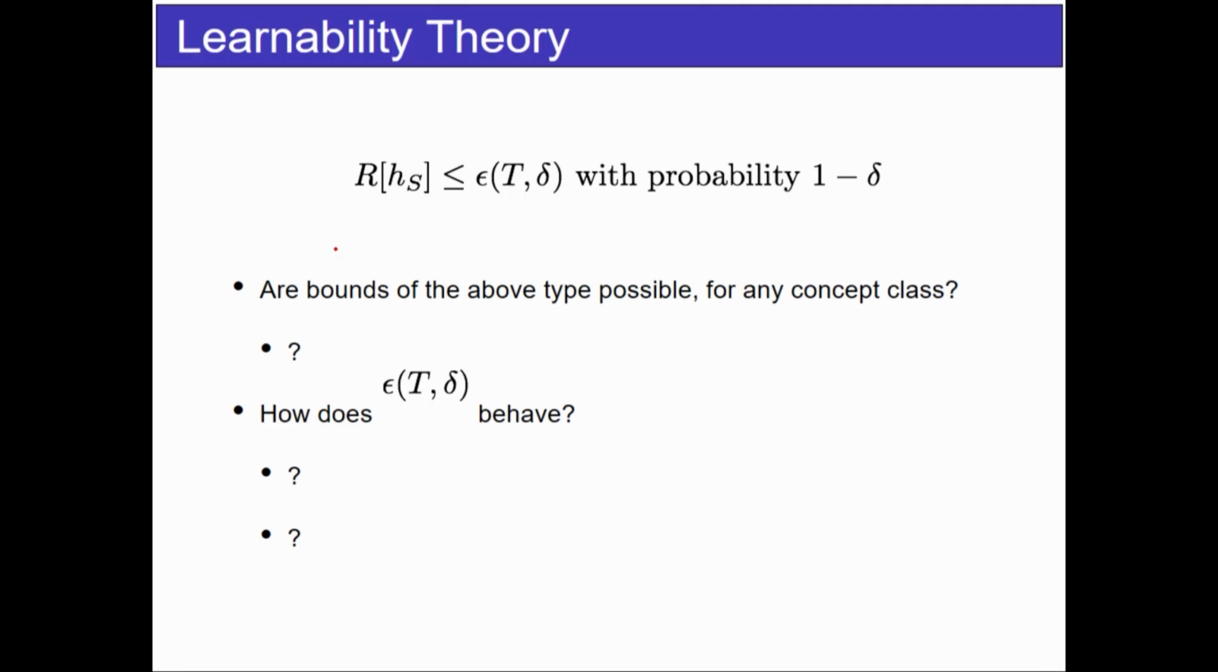First question is, are bounds of the above type always possible for any concept class? Essentially, the concept class was basically the examples that I showed you. The concept class would be the set of all rectangles, or maybe the set of all half spaces, or maybe the set of all convex polygons. Those are the concept classes. So are bounds like this possible for all concept classes? The answer is no, only for what are called learnable concept classes.